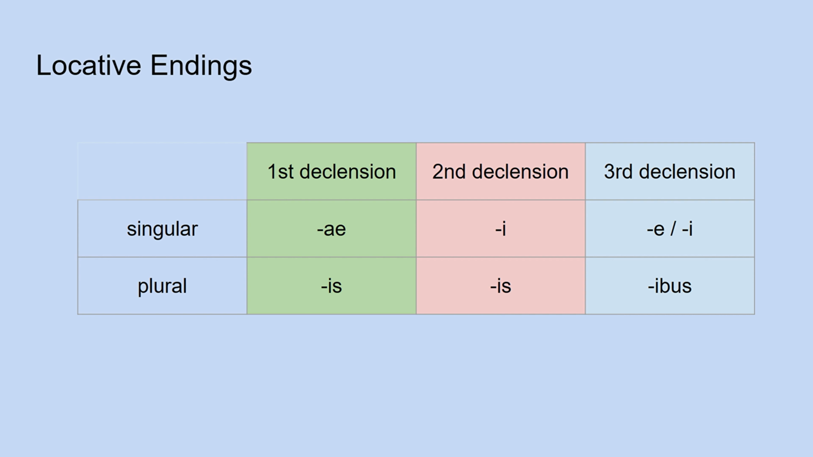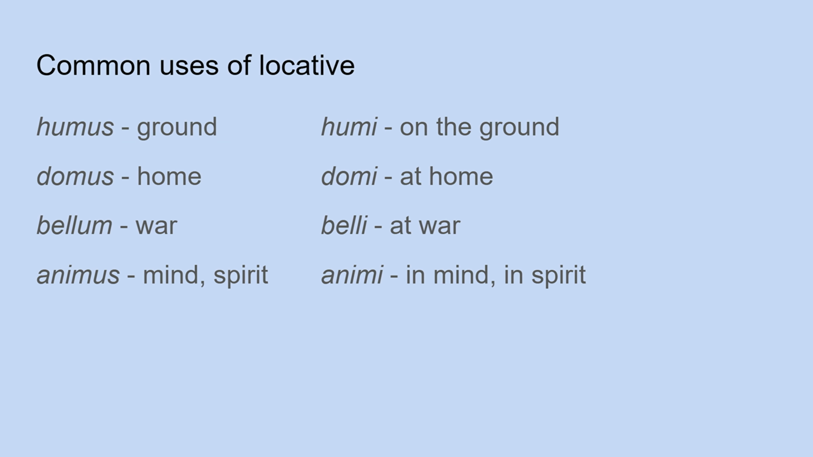Now, the good news is that you don't have to worry about fourth and fifth declension nouns because we only have the locative in the first, second, and third declension. That might be a bit confusing. When I show you my next slide, you will see that a couple of my nouns are in the fourth declension, such as domus. However, domus uses a second declension ending for its locative, so don't worry too much.